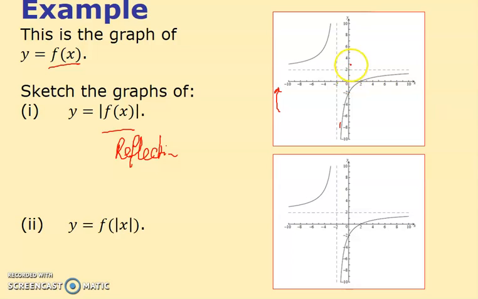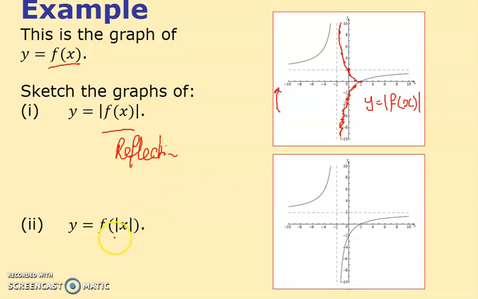Well, there it hits at -2. I think it does something like that. So if I try to draw that properly, it's not easy on this tablet, something like that. And all the stuff at the bottom, that's gone. That's not going to be there anymore. So this is y equals the mod of f of x.